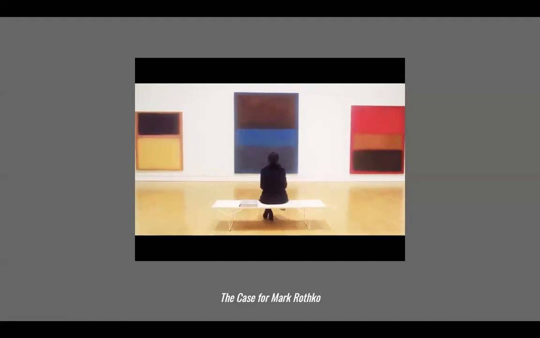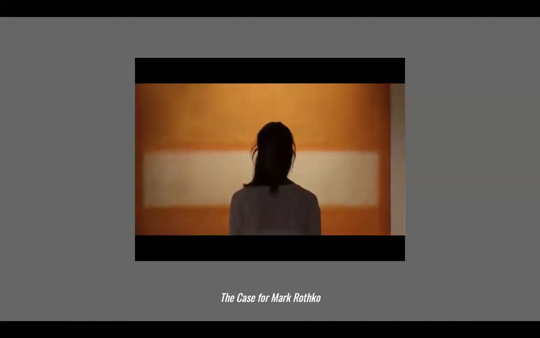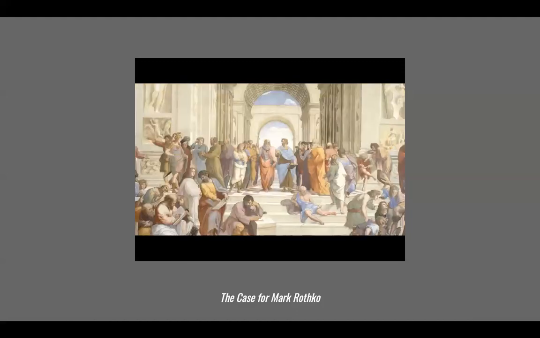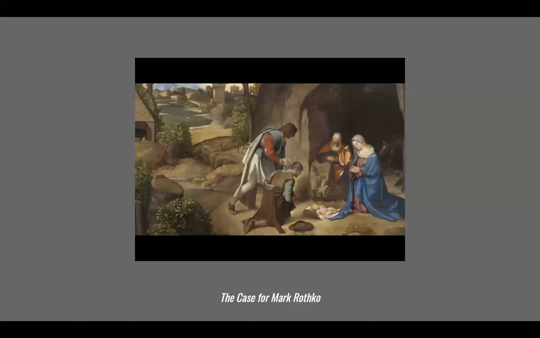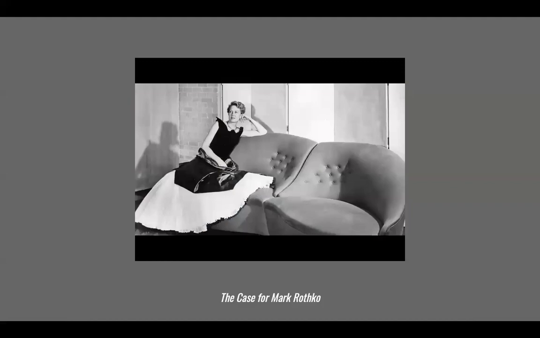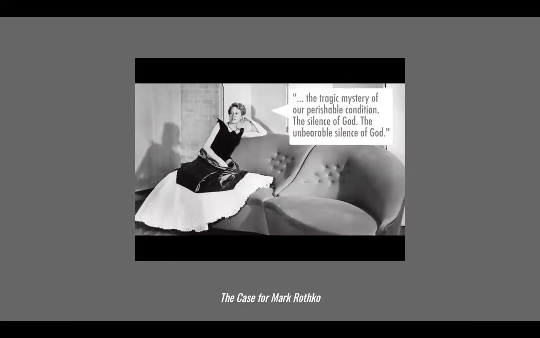Many have described standing before a Rothko as a religious experience. He would layer glazes of color to build hues so deep and rich that they seemed to glow, something Renaissance artists like Titian and Giorgione also did to great effect. The symmetry of Rothko's work also connects it to religious painting. Collector Dominique de Menil said Rothko's paintings evoke the tragic mystery of our perishable condition, the silence of God, the unbearable silence of God.